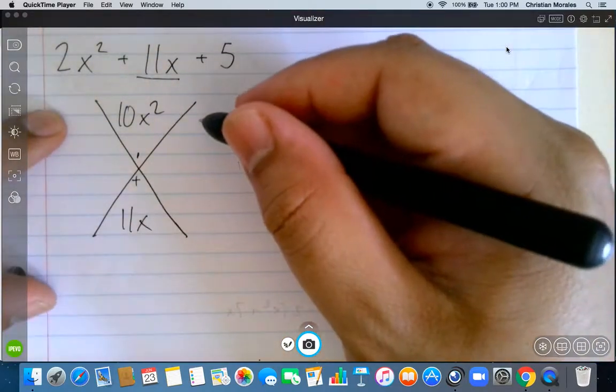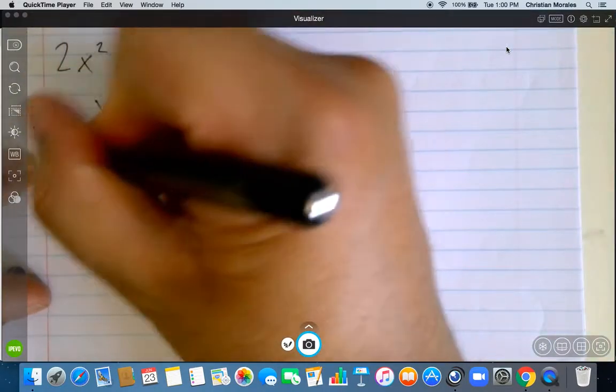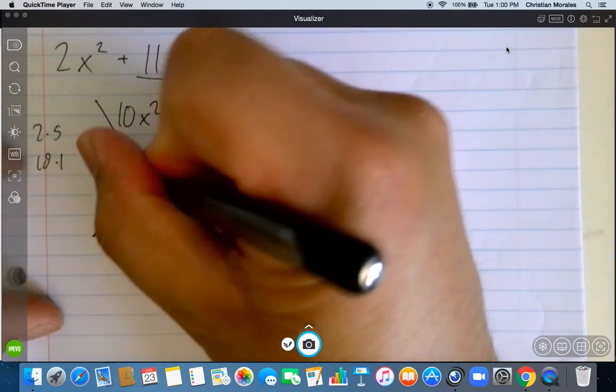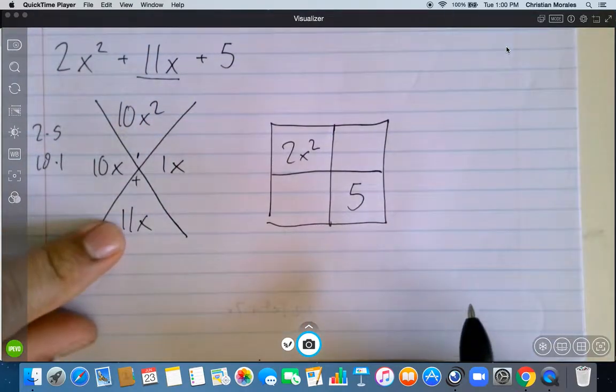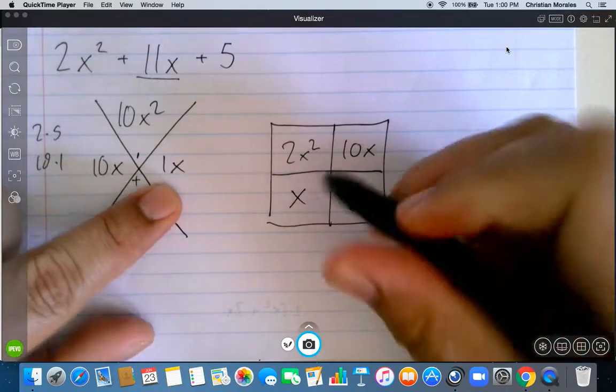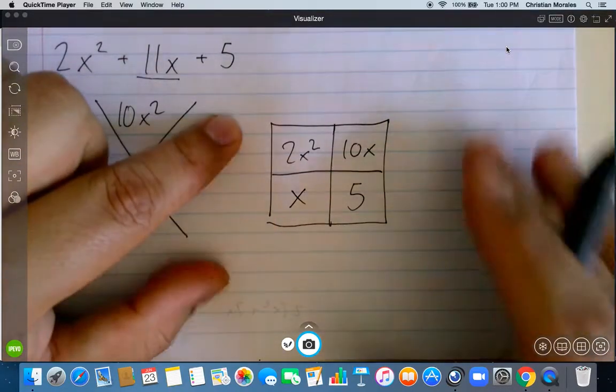Well, there's only 2 ways to do 10. 2 times 5 and 10 times 1. If you add them up, that makes 7. If you add these up, that makes 11. There you go. These numbers go in here. And actually, I'm just going to put x. You don't need to put the 1 in here. And now we go through factoring again.